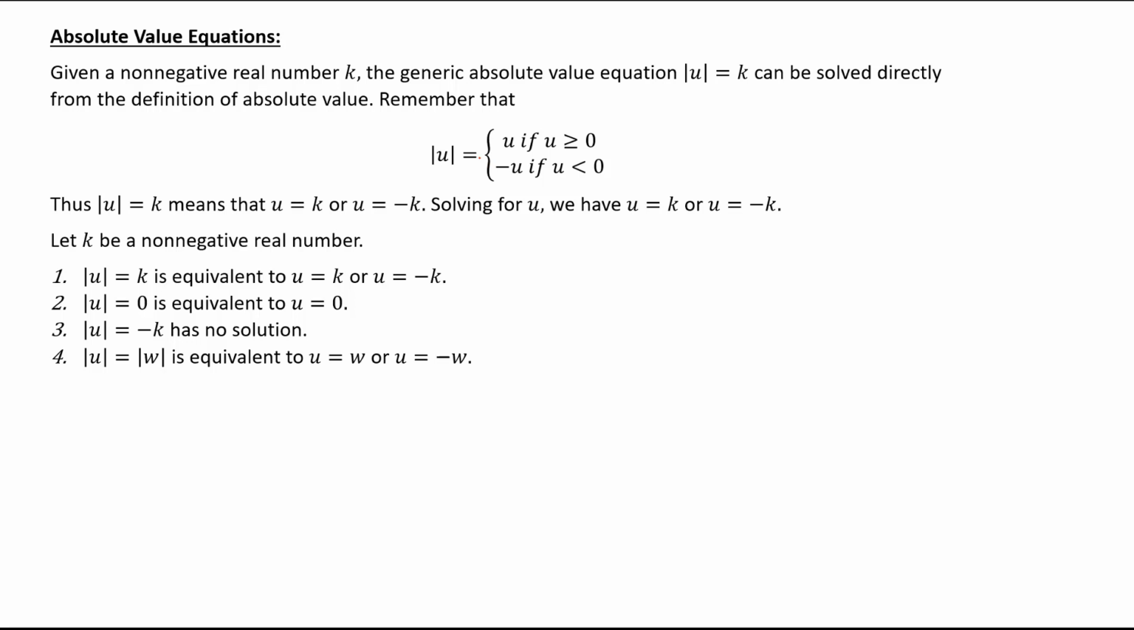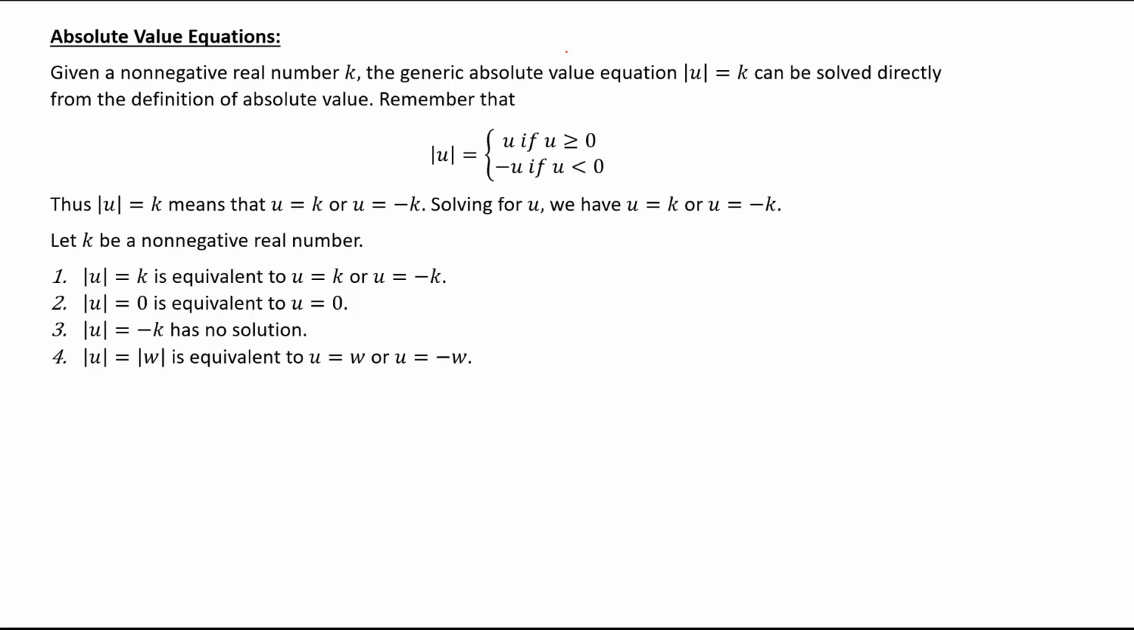So if you have the absolute value of negative 2, that equals positive 2, the opposite. Okay, so thus, the absolute value of u equals k means that u equals k or u equals negative k. Solving for u, we have u equals k or u equals negative k. It'll make more sense. Reading these kinds of definitions is always confusing. So let k be a non-negative real number.